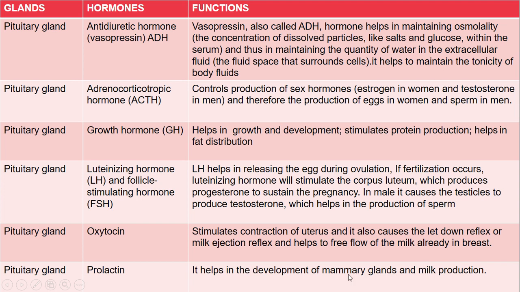So the mammary gland, the breast, helps in development and also in milk production. Prolactin will produce the milk and oxytocin will help in the free flow of the milk from the breast.